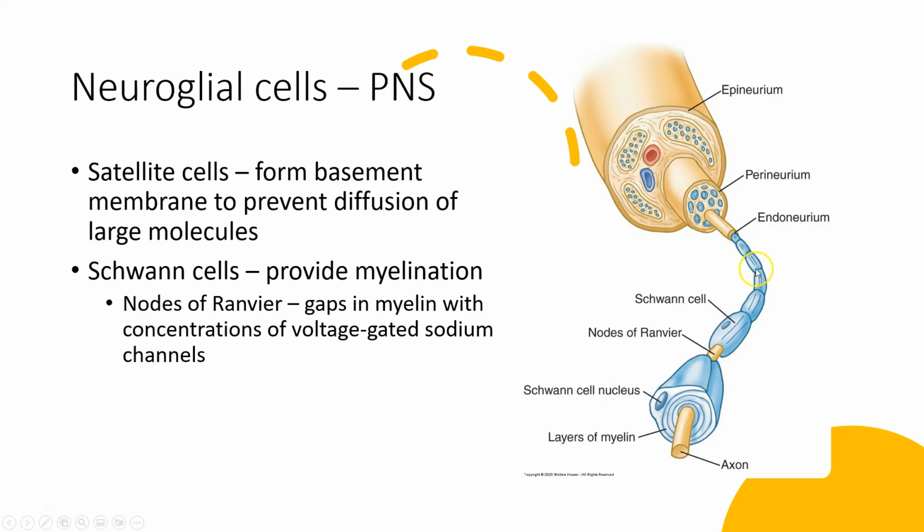You can see here the myelin is built in segments with small gaps in between. These gaps are called the nodes of Ranvier, and this is where you find concentrations of voltage-gated sodium channels to help propagate the nerve impulse that travels along the axon.